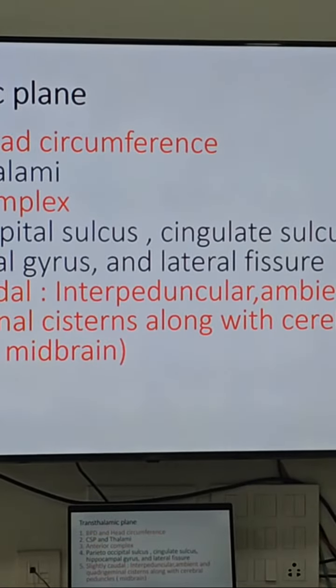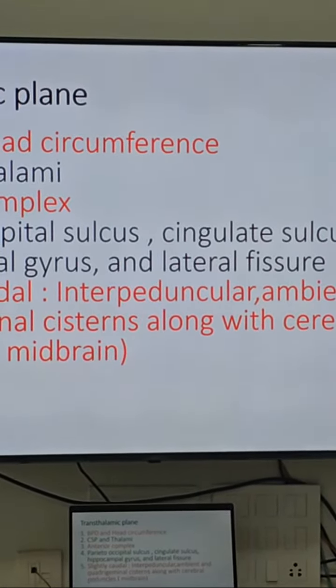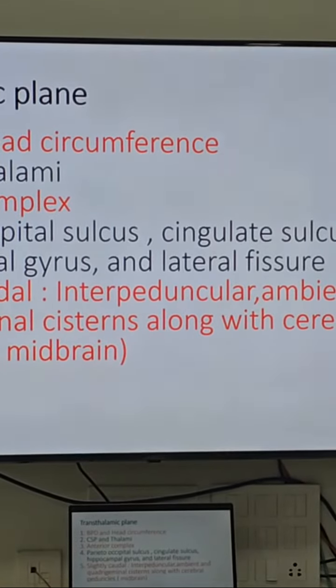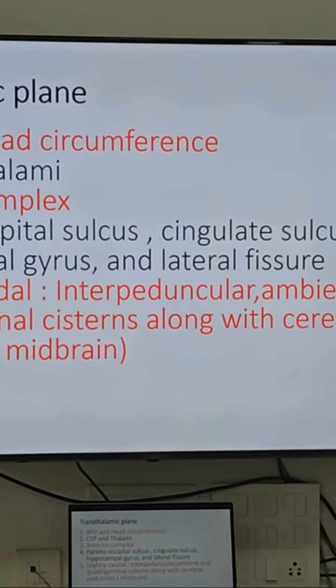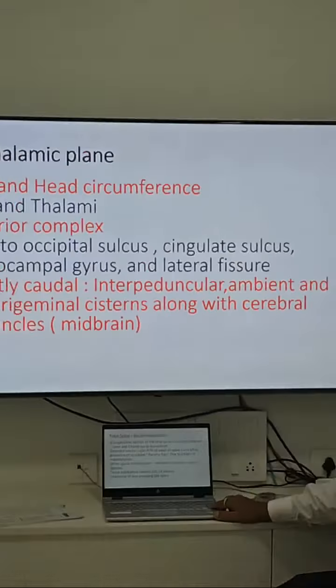Transthalamic area, the thalamic plane, these are where we mostly do the measurements. And if you go a little bit slight caudal, the interpeduncular, ambient and quadrigeminal cistern along with the cerebral peduncles can be seen. Cerebral peduncles are midbrain.